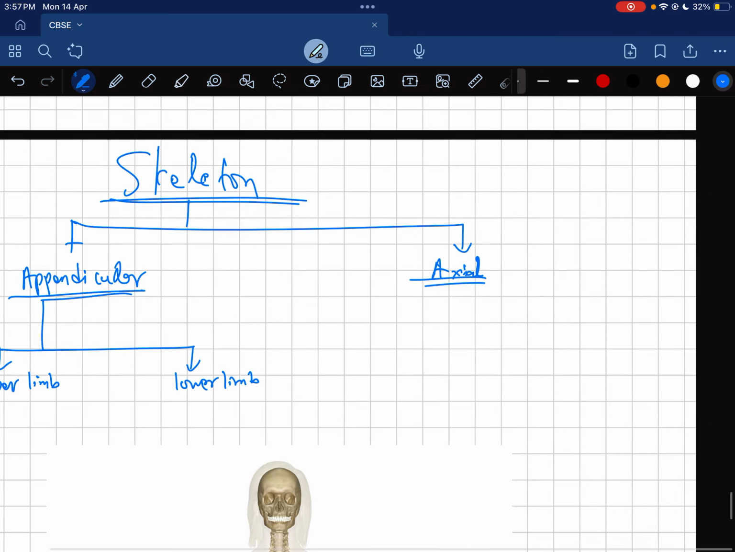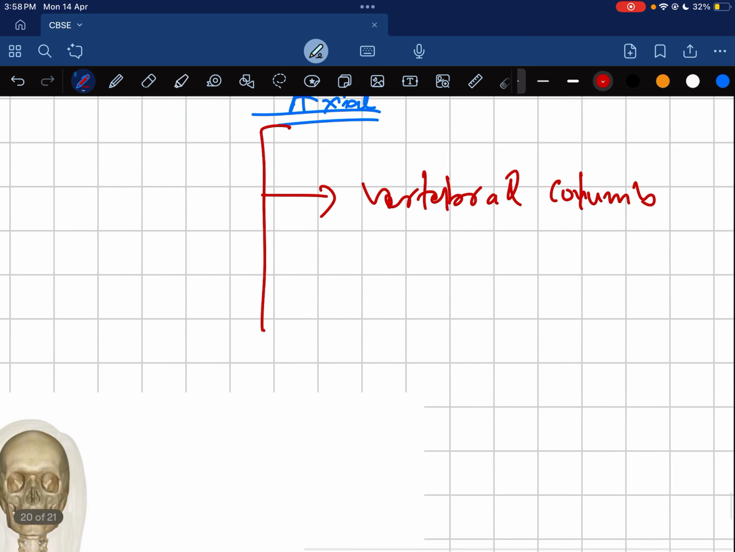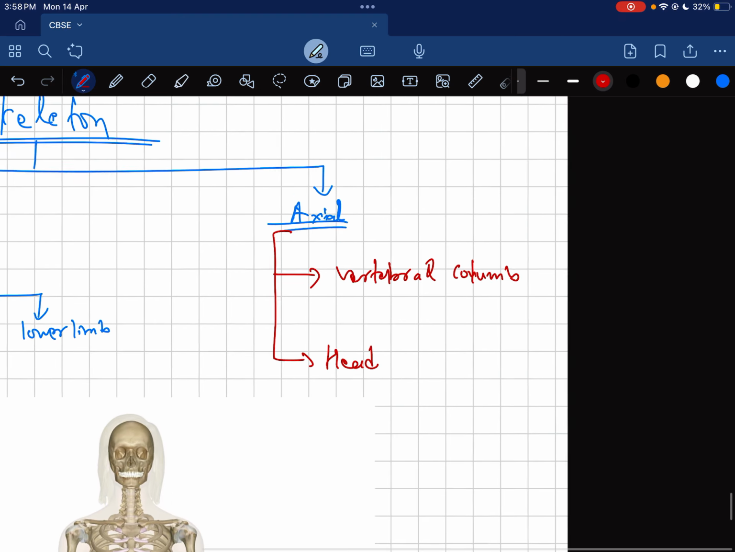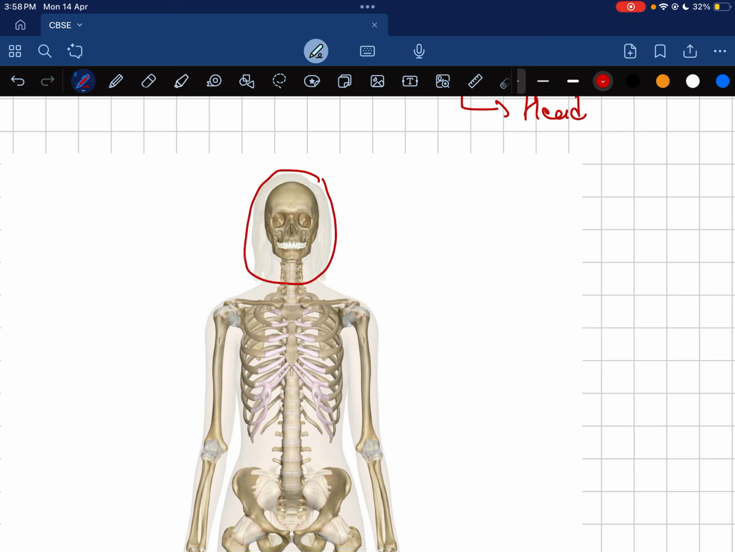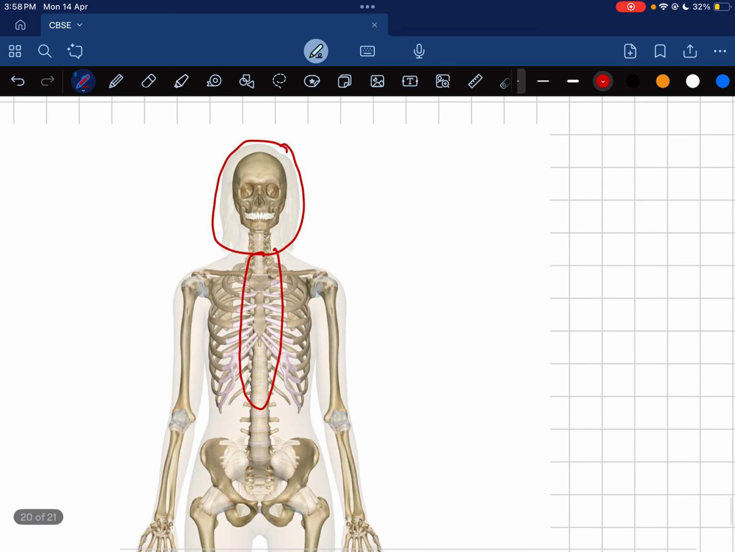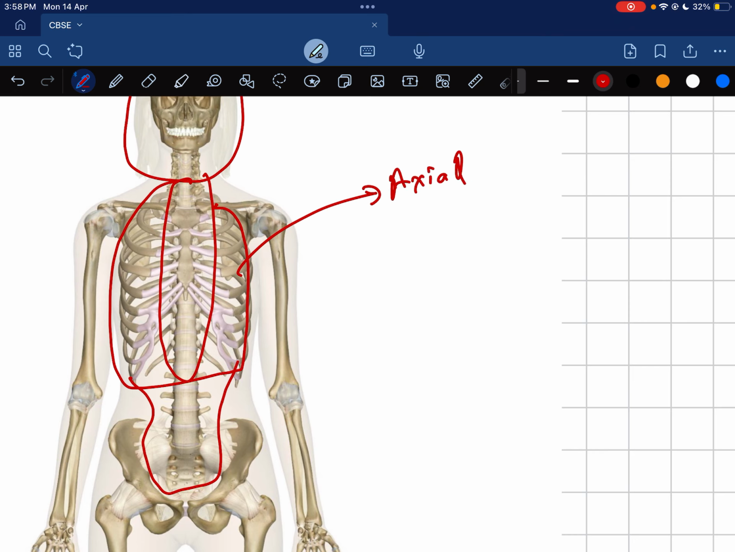In the axial, we discuss the vertebral column and head. We can look, this is the head. This is the vertebral column and ribs. In the vertebral column, we also discuss the ribs, till this portion. This is called the axial skeleton.